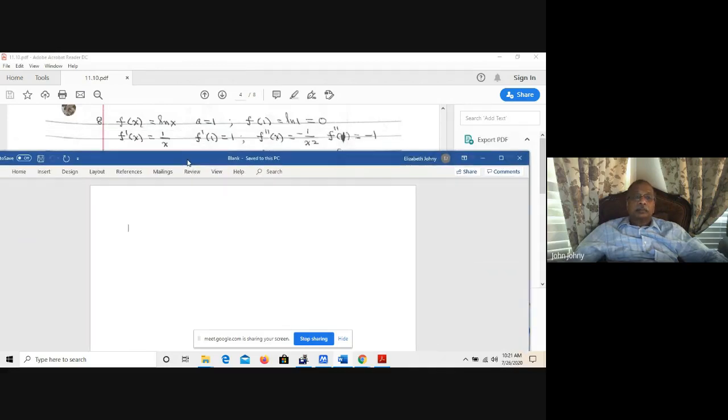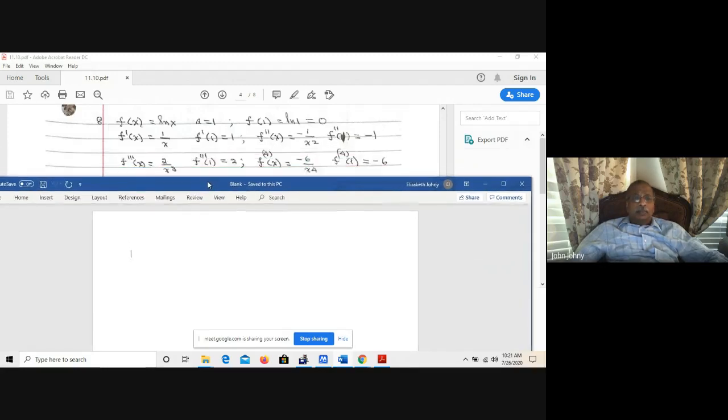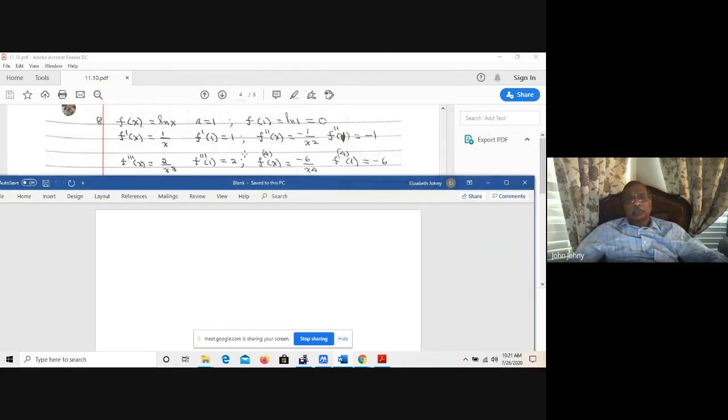Then f prime x is 1 over x. f prime 1 is 1 over 1, which is 1. f double prime x is negative 1 over x squared, so f double prime 1 is negative 1. f triple prime x is 2 over x cubed, because negative 1 times negative 2 over x cubed is 2 over x cubed. So f triple prime 1 is 2. The fourth derivative of x is negative 6 over x to the 4, so at x equals 1 it is negative 6.